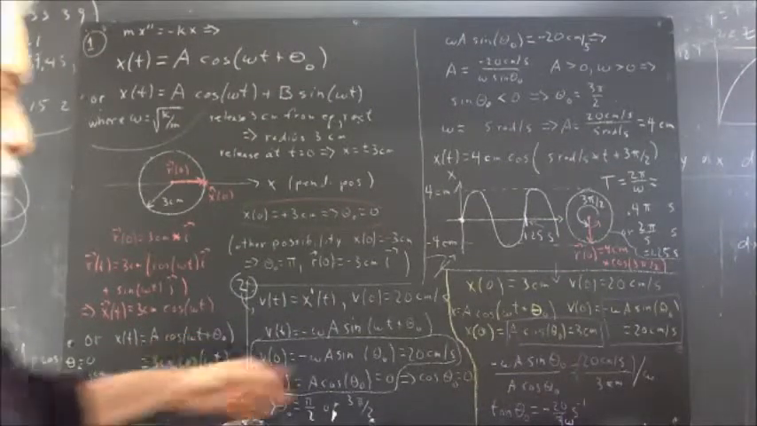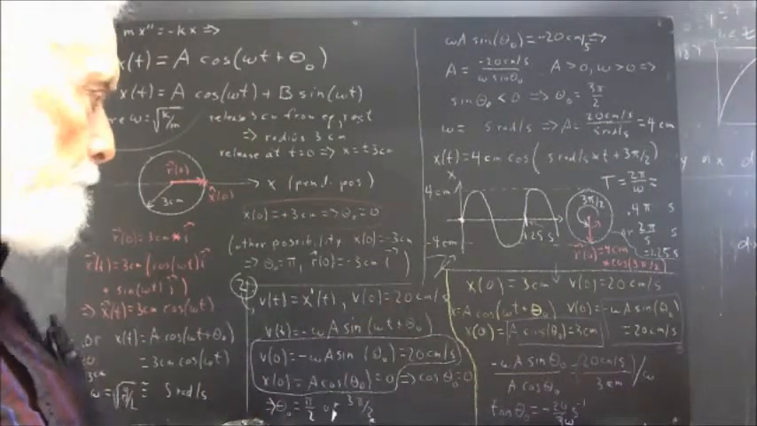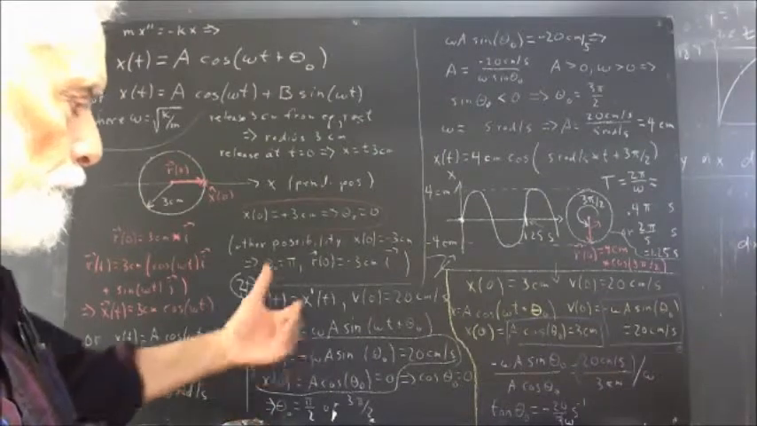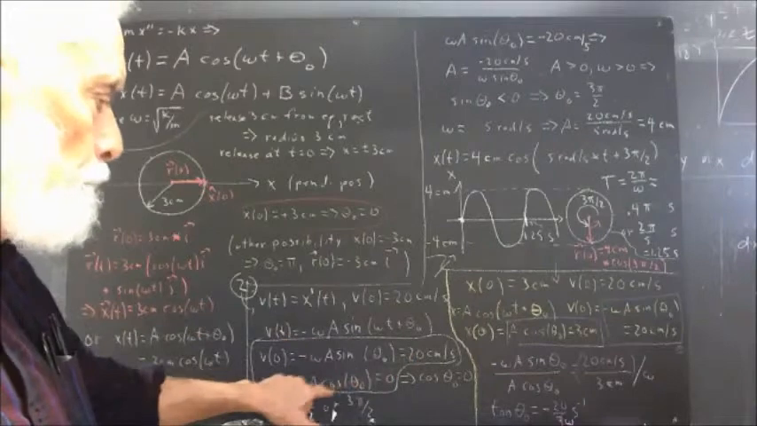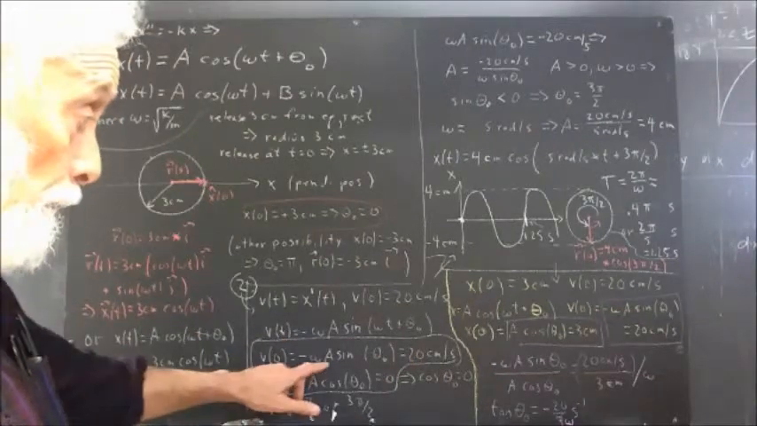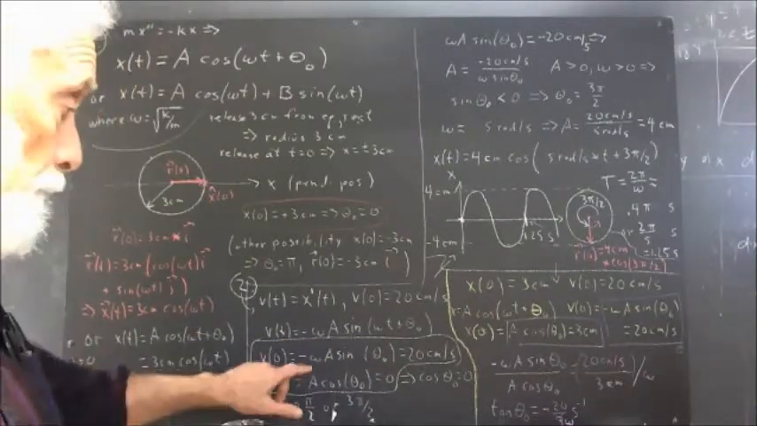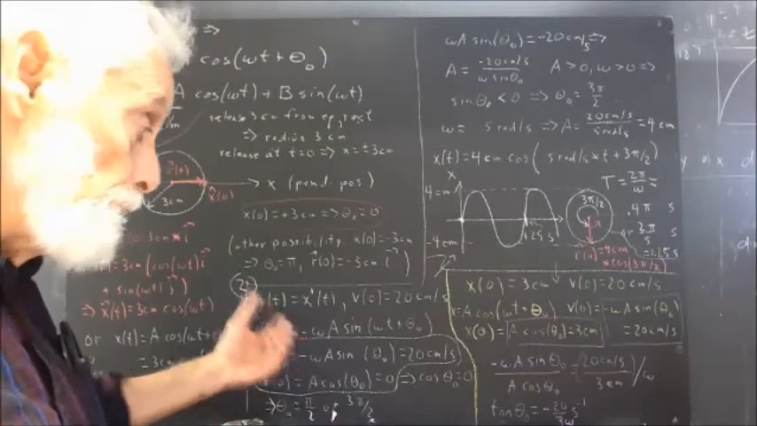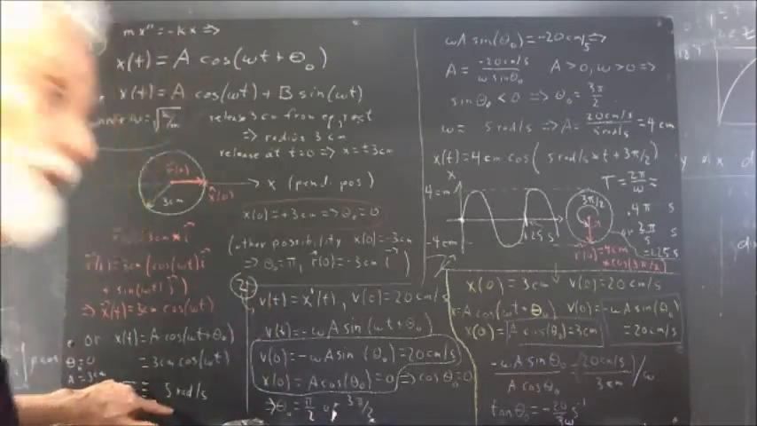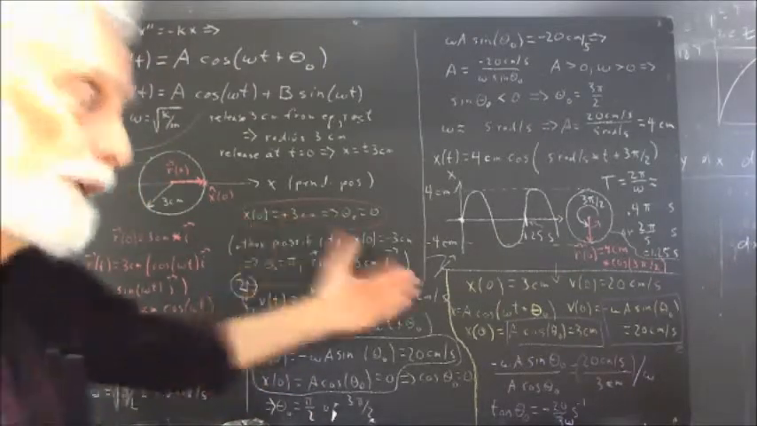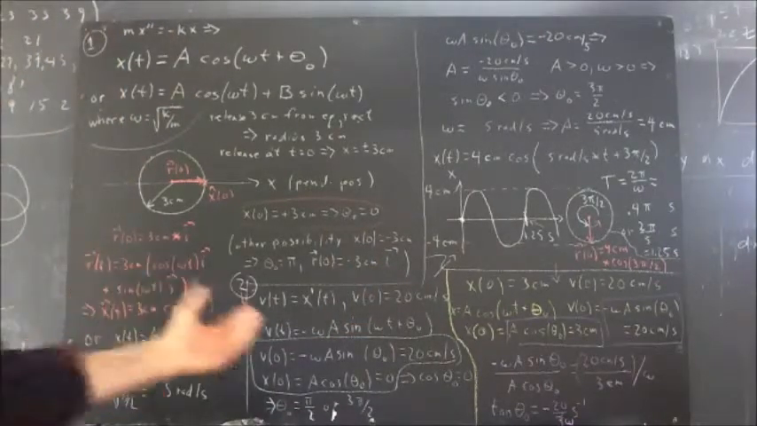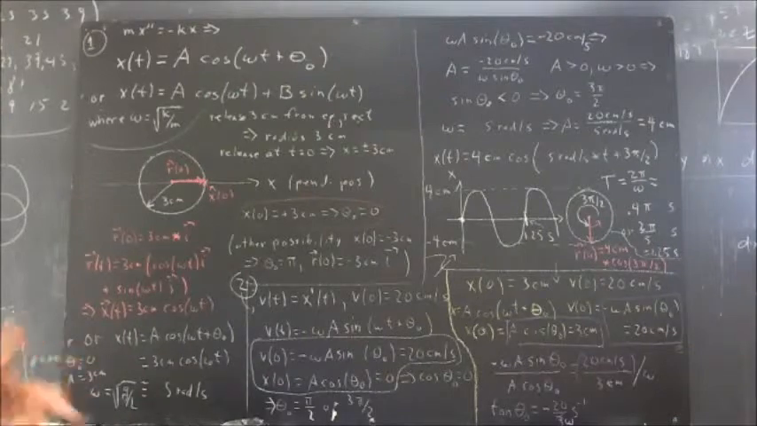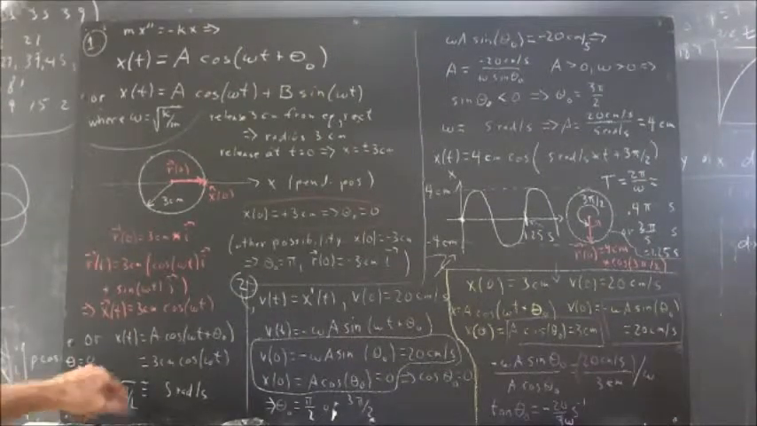Now previously we were given v of 0 equals 20 centimeters per second and x of 0 equals 0. This gave us the two simultaneous equations we used to solve for a and theta naught. Again, omega was regarded as known. It is 5 radians per second for this whole set of problems, and easily calculated if this is a pendulum, but just from the length of the pendulum, square root of g over L.